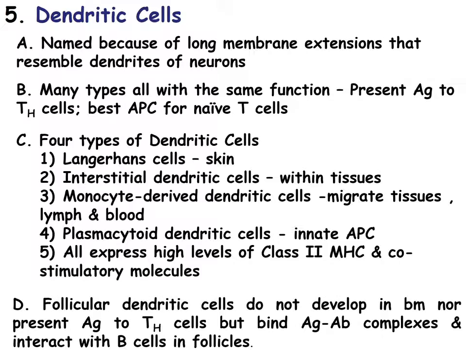Now, there's one last type of dendritic cell. It's a follicular dendritic cell. They don't develop in the bone marrow, so they're not coming from the hematopoietic stem cell. And they don't present antigen, but they bind antigen antibody complexes, and they interact with B cells in follicles like lymph nodes and stuff. So they're very important in generating an antibody response.